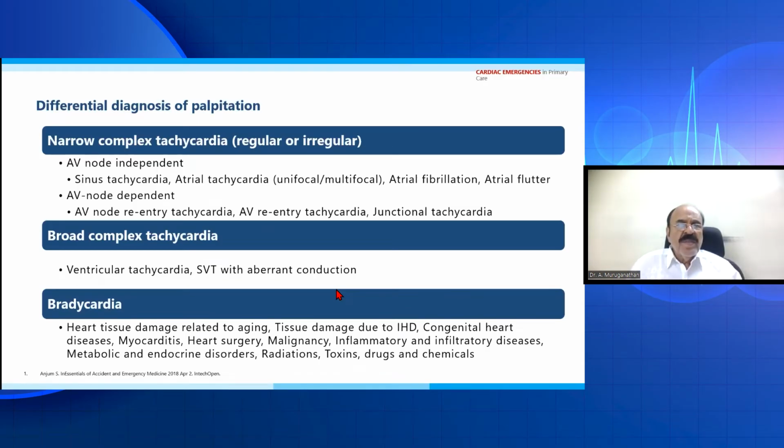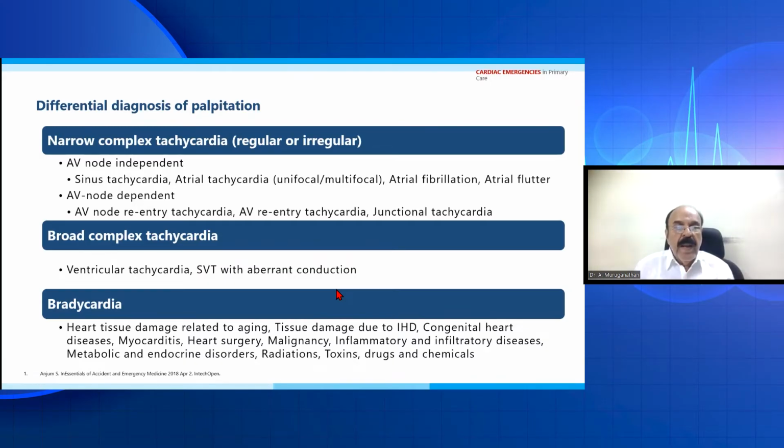What are the different diagnoses? The narrow complex tachycardia, regular or irregular, can be AV node independent: sinus tachycardia, atrial tachycardia, unifocal or multifocal, atrial fibrillation, flutter. AV node dependent may be AV node re-entry tachycardia, AV re-entry tachycardia, junctional tachycardia. If it's a broad complex tachycardia, it can be ventricular tachycardia or SVT with aberrant conduction.